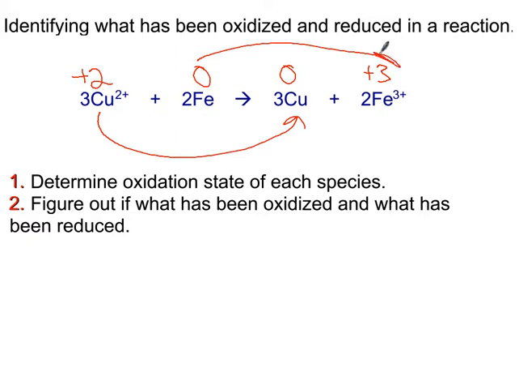Alright, so how do we get from +2 to 0 for copper, since it's by itself over here and has a 0 oxidation number? You have to gain 2 electrons, because electrons are negative. And how do you get from 0 to +3? You lose 3 electrons, because again, electrons are negative. Losing them makes you go up in oxidation. So if copper gained electrons, that means copper was reduced. And if iron lost electrons, that means iron is oxidized.